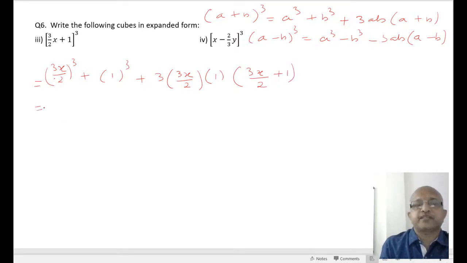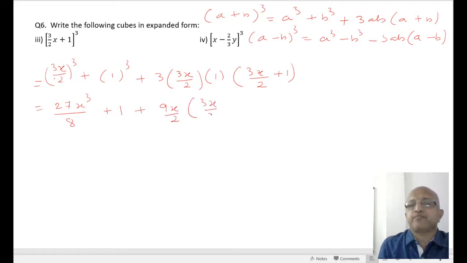We have to expand this. Now this is a cubic, so 3 cube is 27 x cube upon 8. 1 cube 1. Here we cannot cancel anything. First we will write here plus 3 3s are 9x by 2 in a bracket 3x by 2 plus 1. Now this we can multiply this. So what will happen here? 27x cube upon 8 plus 1 plus this into this.